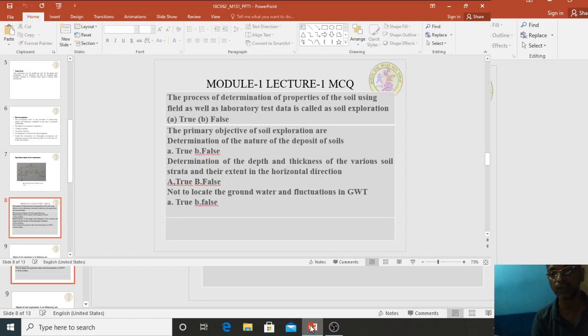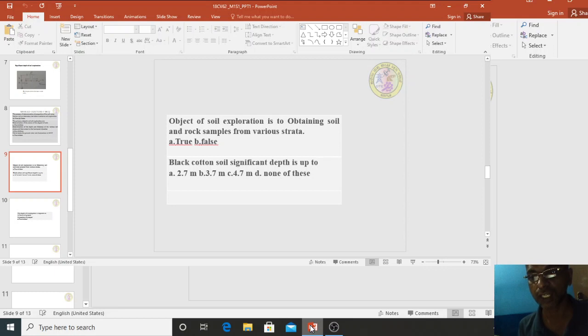Not to locate the groundwater table and fluctuation in groundwater table is the main aim of soil exploration. True or false? Answer is false. The object of soil exploration is obtaining soil and rock samples from various soil strata. Answer is true. Black cotton soil, significant depth is up to: option A is 2.7 meters, option B is 3.7 meters, option C is 4.7 meters, option D is none of these. What is the answer, students? Yes, you are right. Answer B, 3.7 meters.